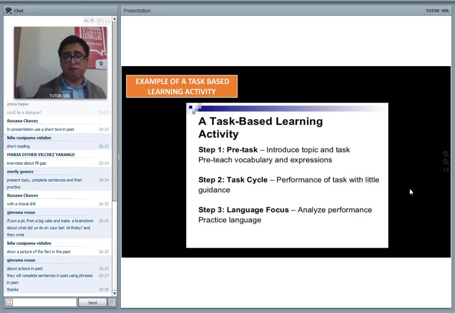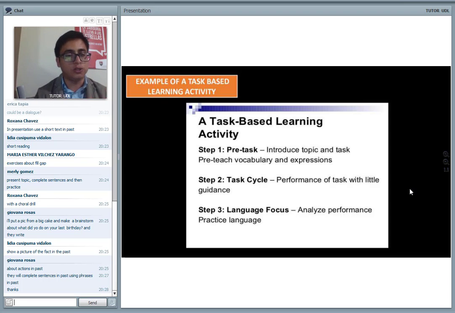Because if you just give rules, the students will get bored, okay? And this is something that we don't want from our students. So once you introduce the topic in any kind of activities or techniques that you like to use with your students, we have to go to the second step, that is the task cycle. So what does it mean here?